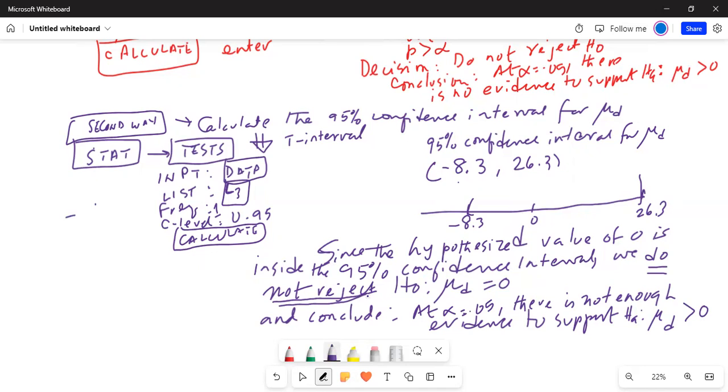So I'll stop here today. Again, for the second method, 0, the hypothesized value of mu d in the null hypothesis, is inside the 95% confidence interval. Why 95%? Because level of significance is 0.05. Therefore, we make the decision do not reject H0 at alpha equal to 0.05 and conclude that there is not enough evidence to support the alternate, which states that mu d is greater than 0. Again, the hypothesized value of 0 is inside the 95% confidence interval. Hence, we do not reject H0.